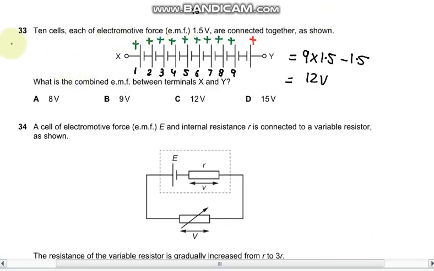Question number 33 says that 10 cells of each EMF 1.5 volts are connected together as shown. What is the combined EMF between terminals X and Y? Among the 10 cells, 9 cells are connected in the same orientation. They provide current in an anti-clockwise manner, positive, negative, but just this cell is connected in the opposite direction. So what we could do is 9 into 1.5 minus 1.5, so that would give us 12 volts. So C is the appropriate answer.